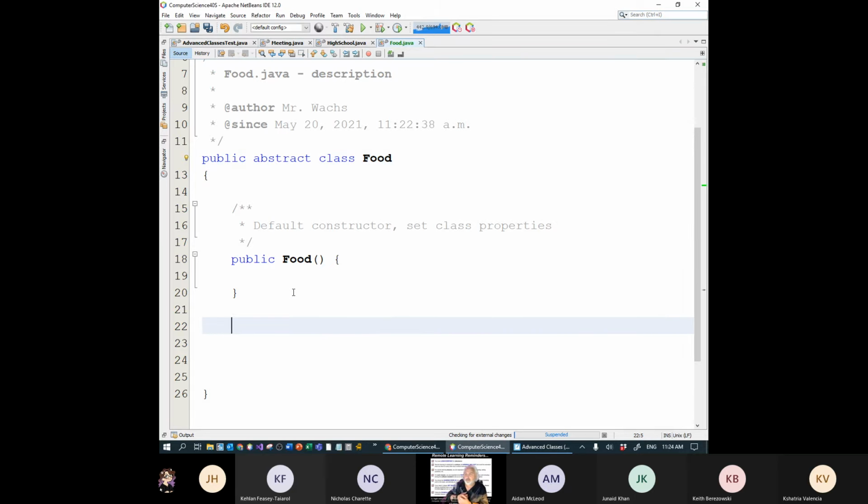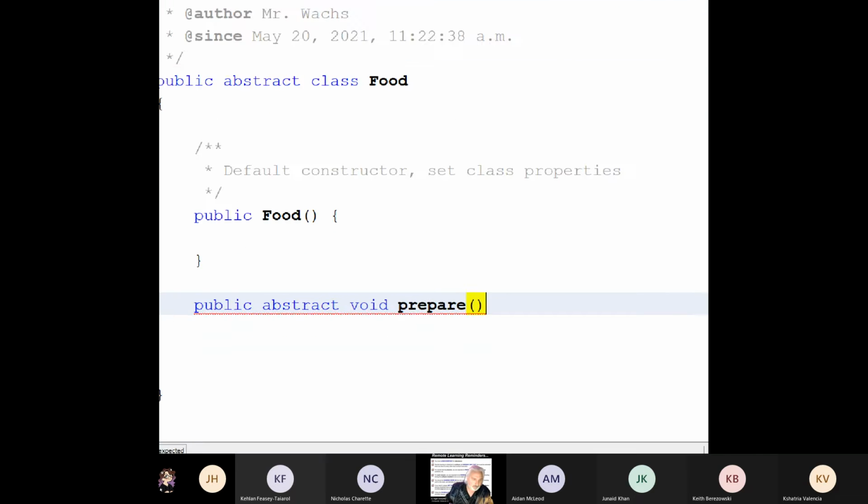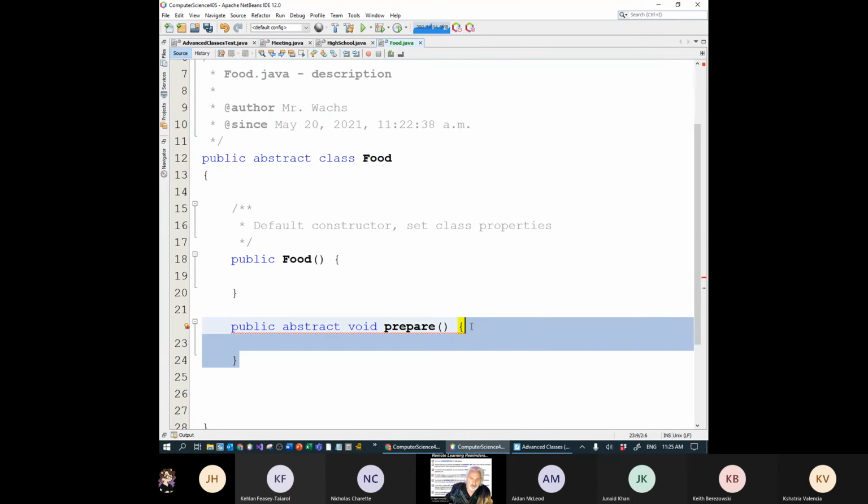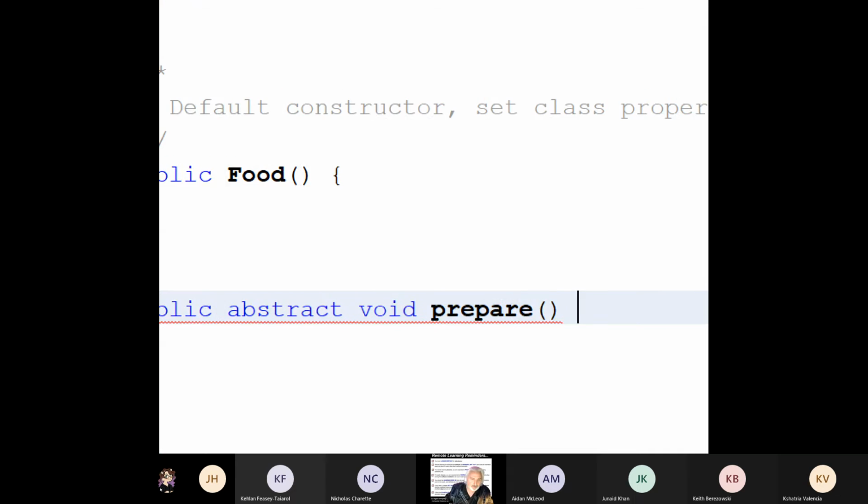So we're going to create a method. It's going to be public, it's going to be abstract, and it's going to be a void method. It's going to be simple. We're just going to make a method that is about how you prepare this food. Initially you get this error right here, and you think, okay, I'm going to make the method, but that would actually cause an error as well. So I'm going to back up here for a second.